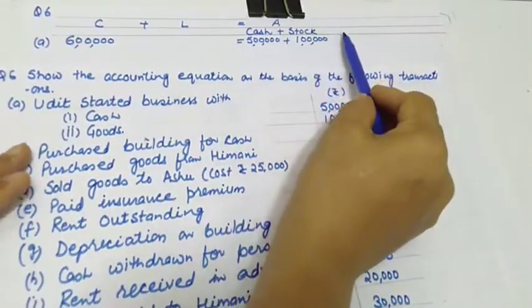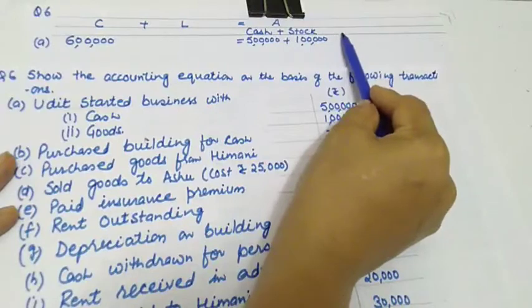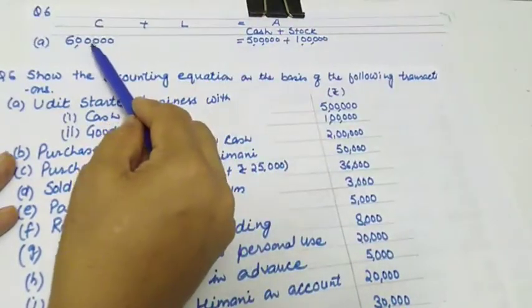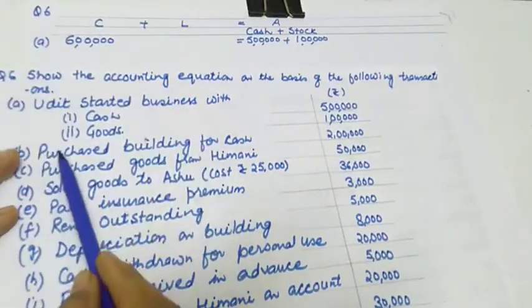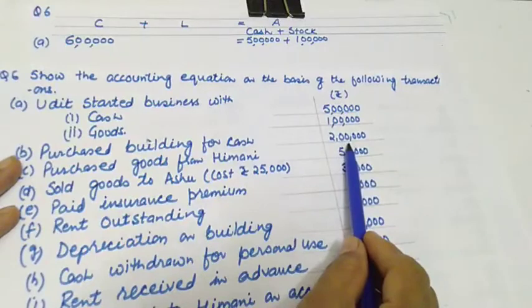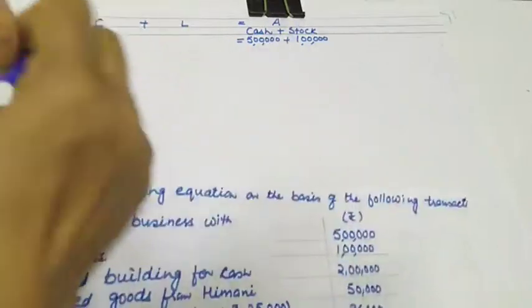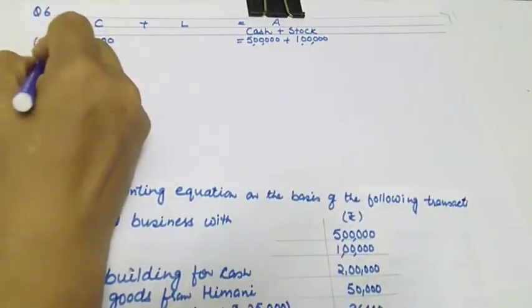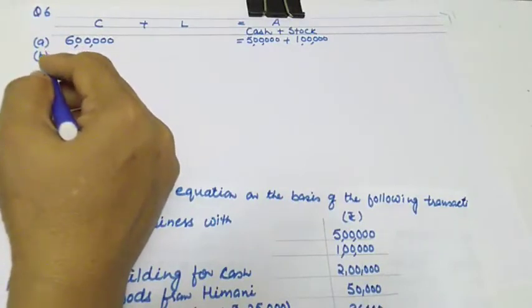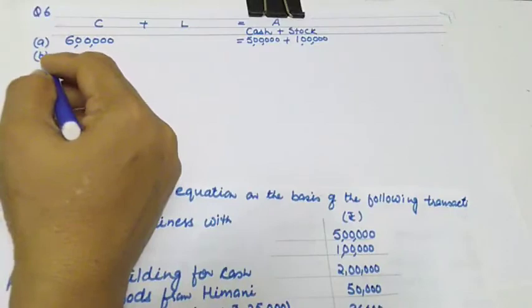If he is investing in the form of furniture or any other asset, that asset will be recorded here and the amount of that will be added in capital. Now second is purchase building for cash. So here he is buying building for cash. So what is to be done? In first case there is no new equation. New equation will start after second transaction.